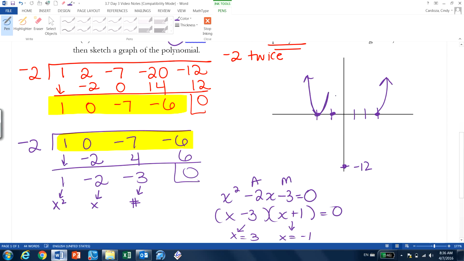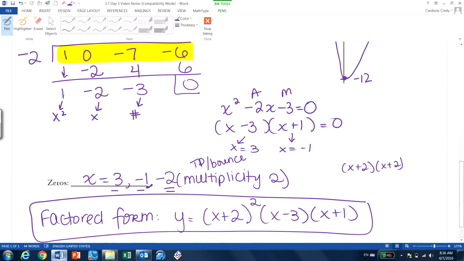Here's my turning point. I'm going to come through, straight through the y-axis, and straight through again for the end part, okay? So these two I went straight through because they only occurred once. Because this occurred twice, I bounced here, okay? You guys are all set.